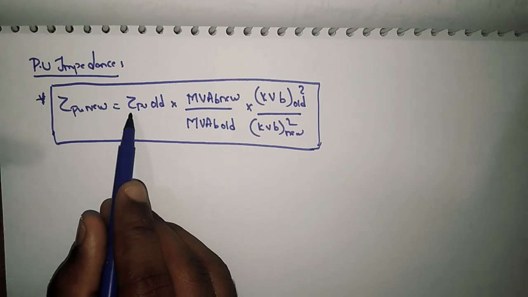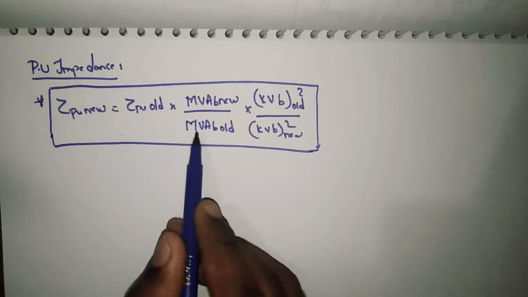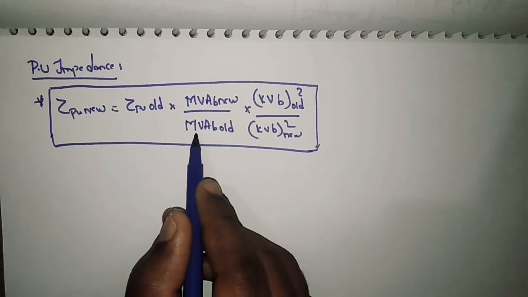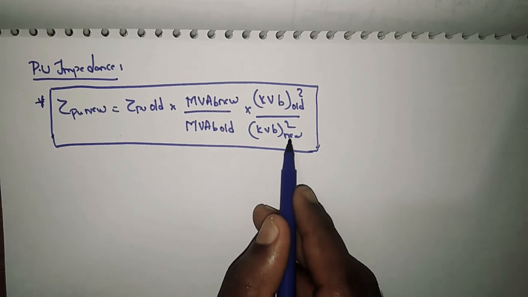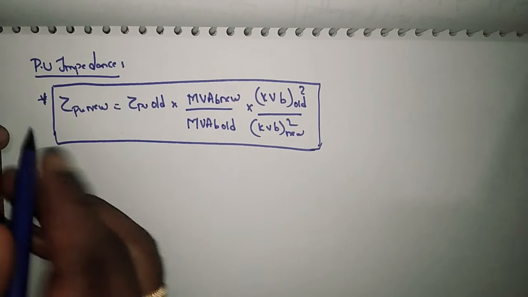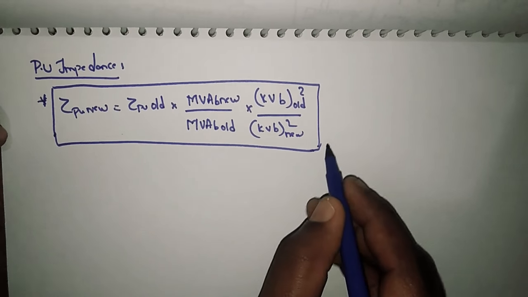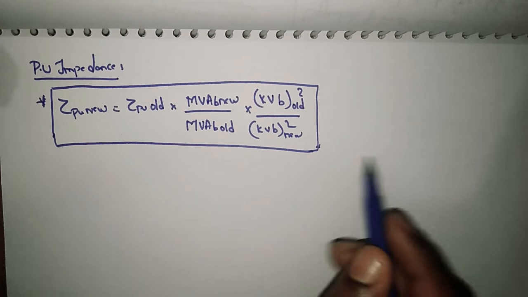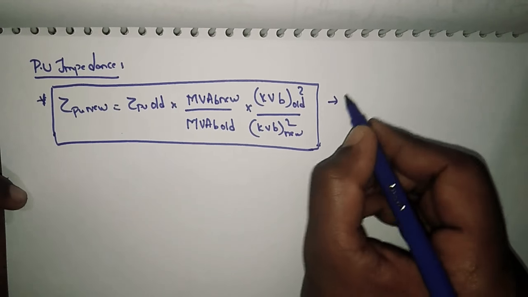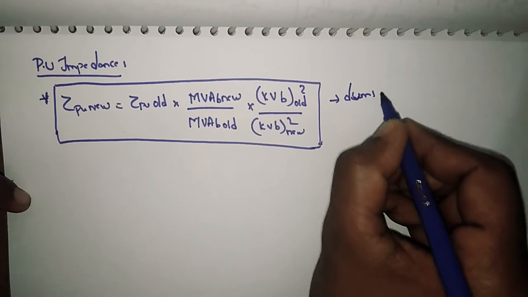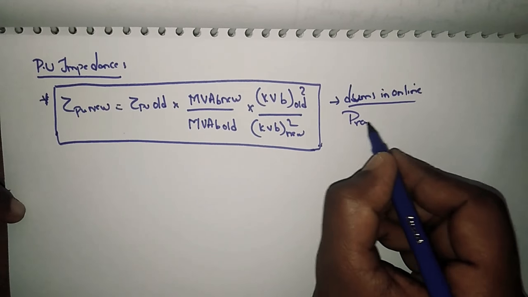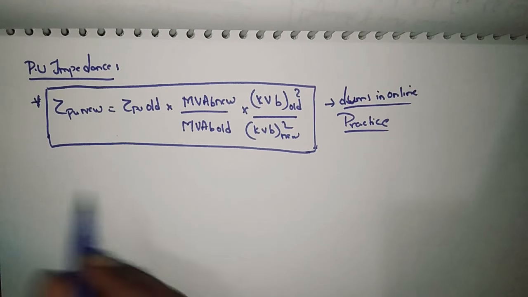So ZPU new is equal to ZPU old into MVAB new by MVAB old, old KVB whole square by new KVB whole square. These are nothing but base values. So this is all about short circuit fault. You have to go for dummies. Please find dumps online, and practice is a must here.